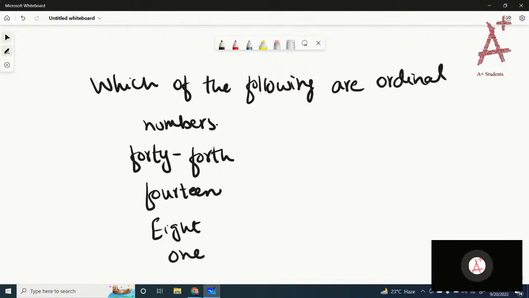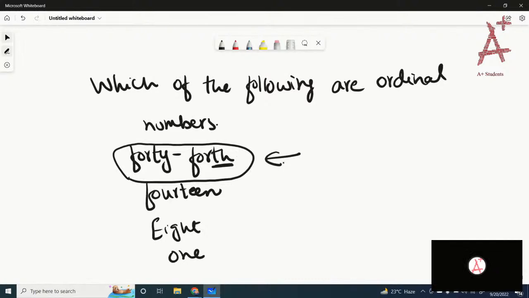So can you answer which of them are ordinal? Only 44th is an ordinal, because you have to pronounce 44th. The rest of them are just the numbers 14, 8 and 1. So the only ordinal number here is 44th. Got it? Select the correct option and click on the OK button.